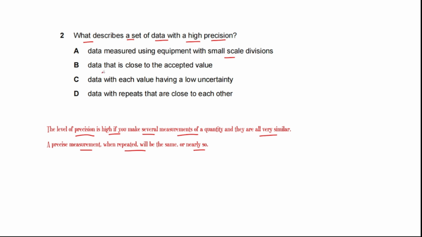The option B, data that is close to the accepted value. So this is explaining the accuracy, not the precision. Then option C, data with each value having low uncertainty. So this is also related to the precision but not exactly the precision. The option D, the data with repeats that are close to each other. So this is exactly what a set of data with a high precision looks like. So option D is the correct answer.